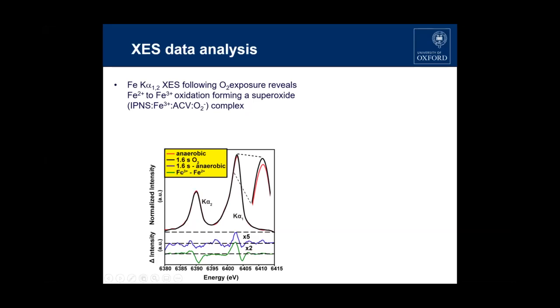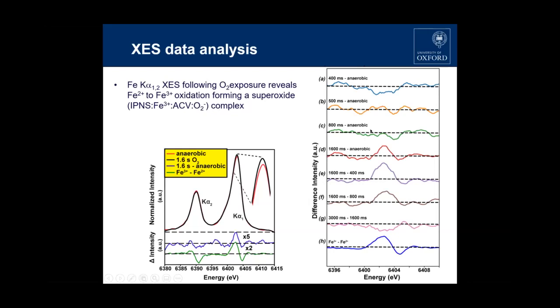And if we compare it to the standard solutions, so the iron 3, iron 2 difference spectra, we see that this is only occurring here, and this most likely highlights an oxidation of the iron 2 to an iron 3, highlighting the iron 3 superoxide formation. We did this obviously for all the other data sets too.